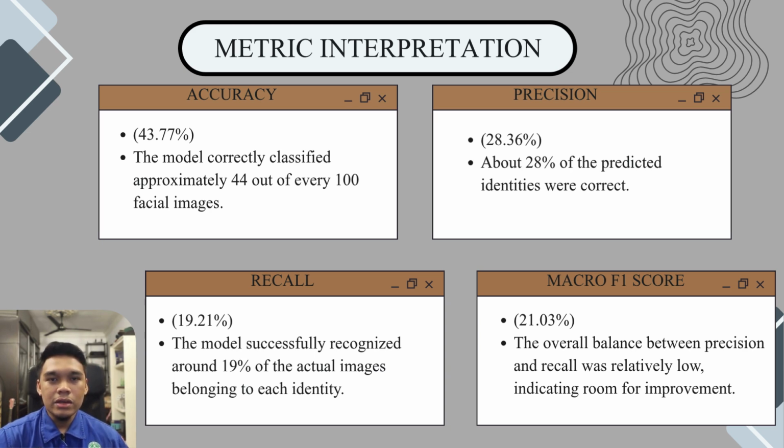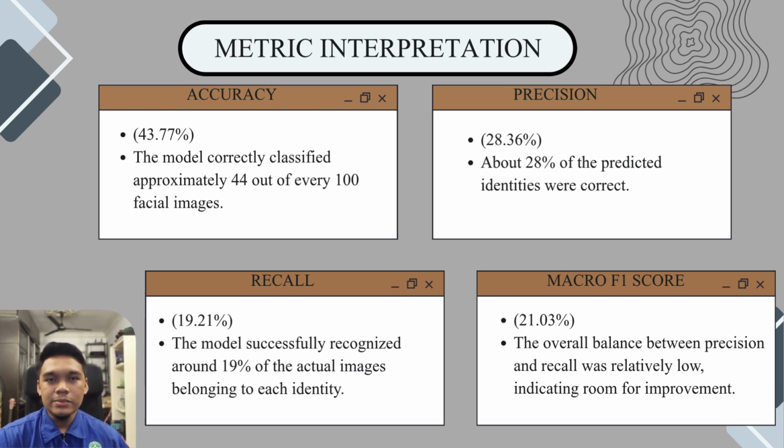Thirdly, the recall value achieved was 19.21%. This means that the model successfully recognized around 90% of the actual facial images belonging to each identity. A relatively low recall value suggests that the model failed to identify a considerable number of true samples.